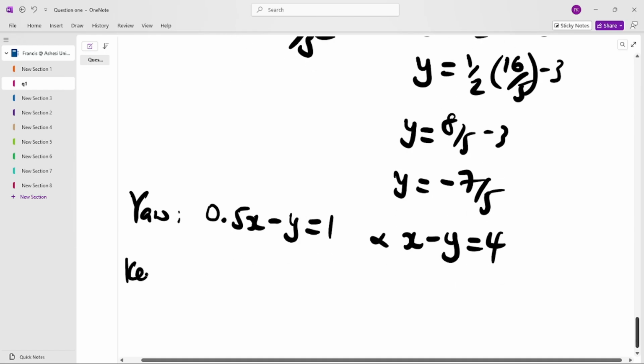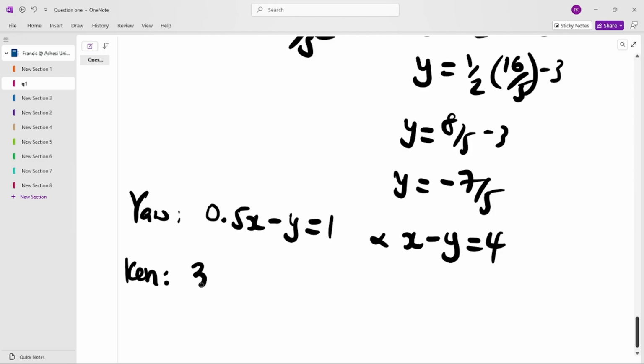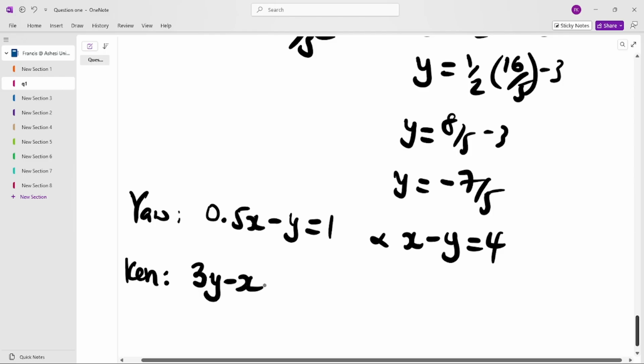Then, Kennedy, are you there? Yes, sir. So you have 3y minus x equals 12 and 2x plus y equals negative 1. Let's do this last one so we can move to another concept.